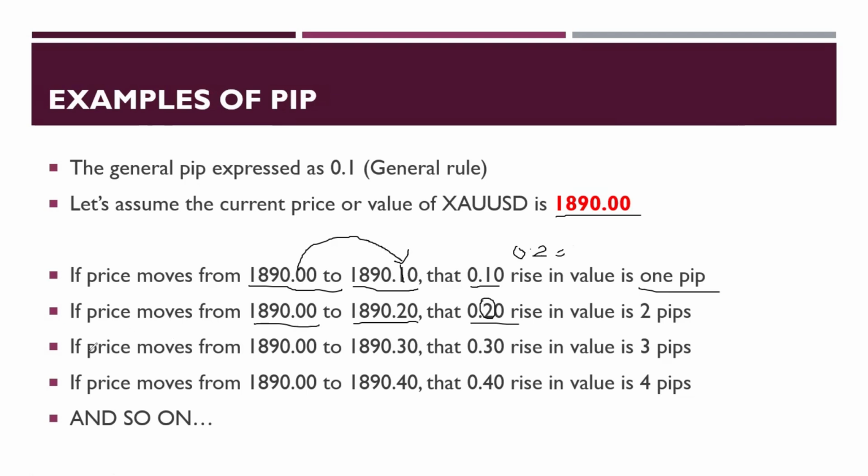I hope it's making sense. If price moves from 1890.00 to 1890.30, it's the same as the ones we've been doing. We have a rise by 3, so that 0.30 rise in value is 3 pips. Then if the price moves from 1890.00 to 1890.40, focus on this particular one. That 0.40 rise in value is what? 4 pips. Simple as that. So when I'm going to calculate the number of pips, or the change in price, what I'm going to focus on is the first number right after the decimal point. Then I will know the number of pips I'm risking on the trade.